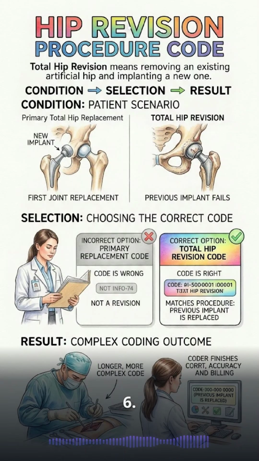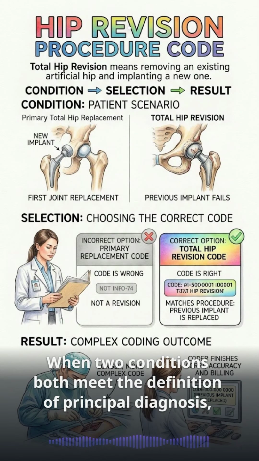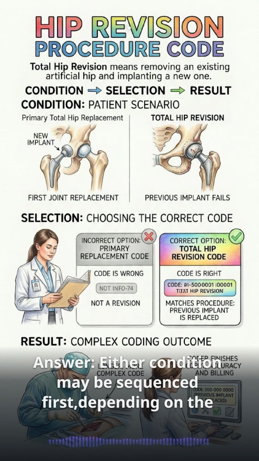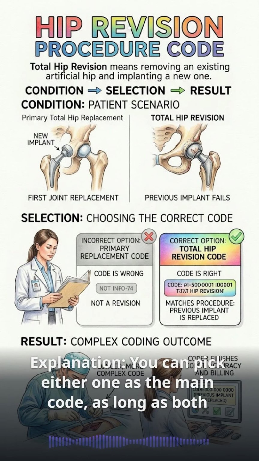6. When two conditions both meet the definition of principal diagnosis, how should the coder choose the right one? Either condition may be sequenced first, depending on the specific circumstances of the patient admission and treatment. You can pick either one as the main code, as long as both would be treated equally during the stay.